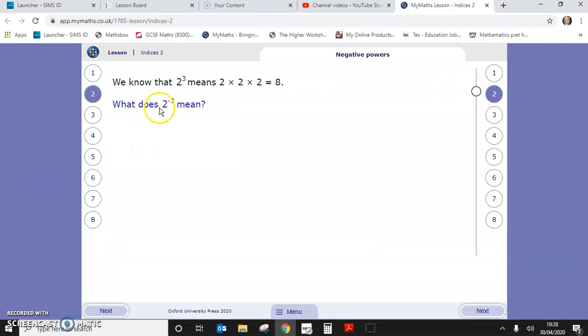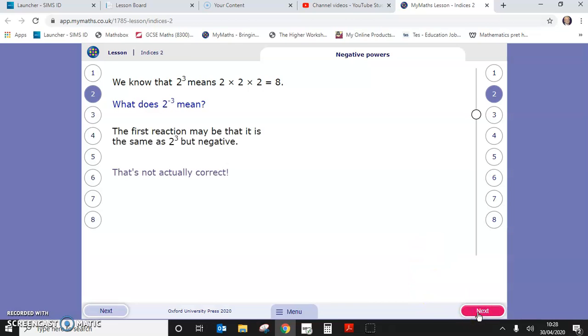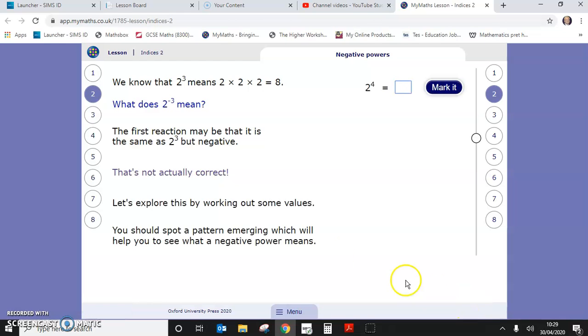So you know that 2 to the power of 3 means 2 times 2 times 2, which is 8. What does 2 to the negative 3 mean? The first reaction may be negative 8, okay, which is not correct. Okay, so working out some values, you should spot a pattern emerging which will help you to see what the negative power means.